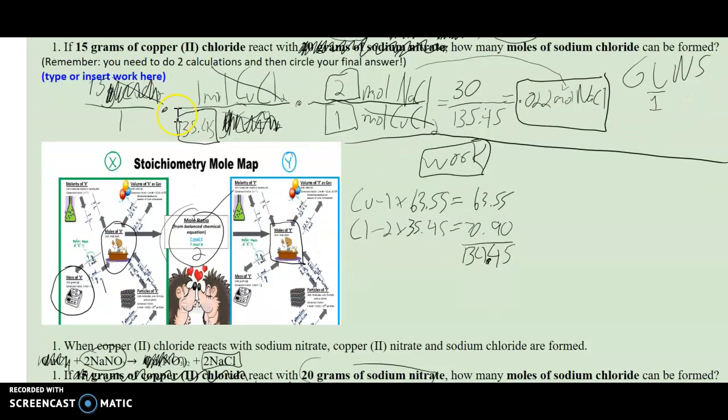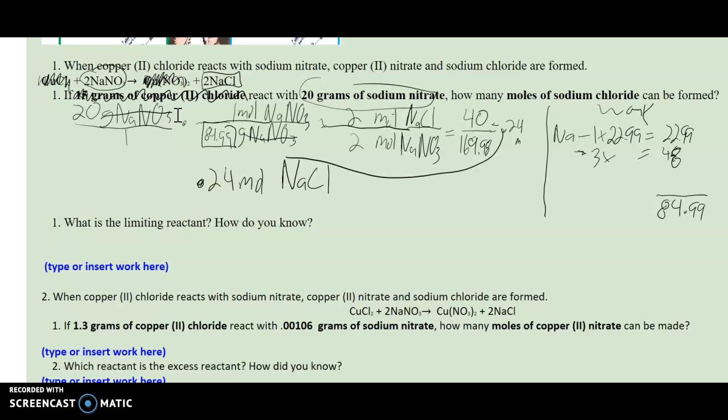What did I start with? 15 grams copper chloride. So I know that. Copper chloride, CuCl2, because it produces less product. And in parentheses, I'm going to put 0.022, so you know where that number came from.